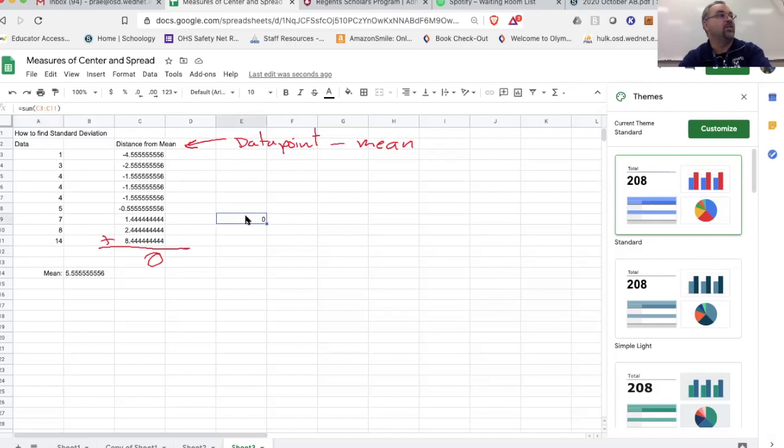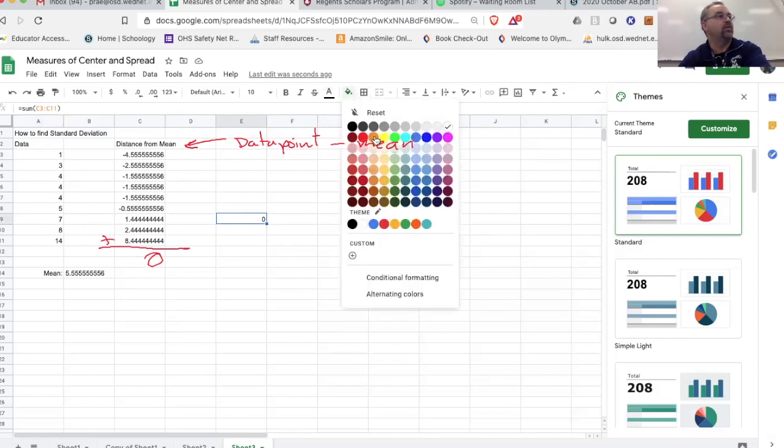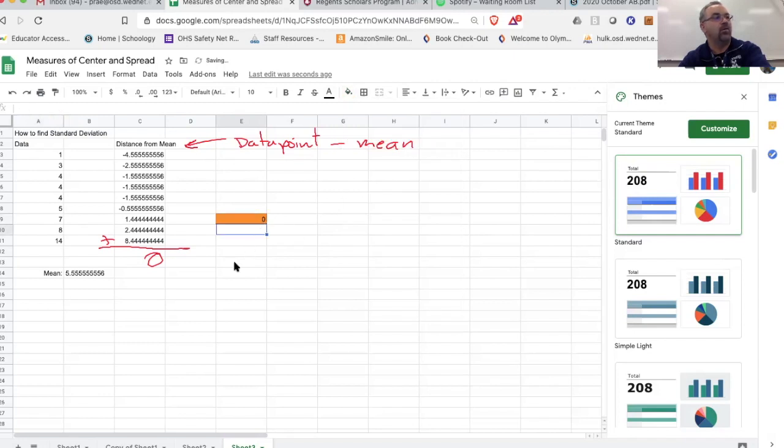This cell is always going to be 0. And if you take 0 and divide by the number of data points we have, you're always going to get a standard deviation of 0. So that's not how you actually find standard deviation.